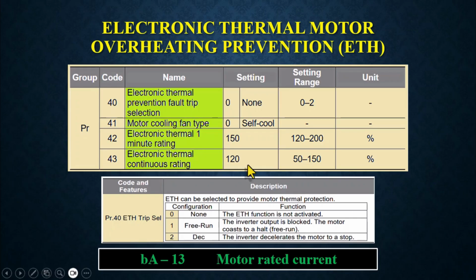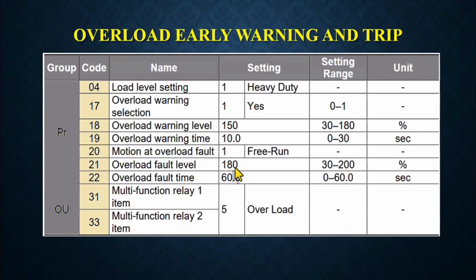So we need to set two parameters for it, based on percentage. One is the electronic thermal for 1 minute: how much percentage of the rated current is drawn within 1 minute? And parameter 43 determines what percentage of the rated current is drawn continuously, and if this percentage of the rated current is drawn, the inverter detects the electronic thermal error and cuts off the output itself.